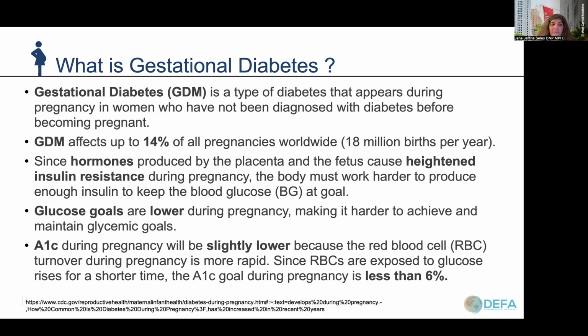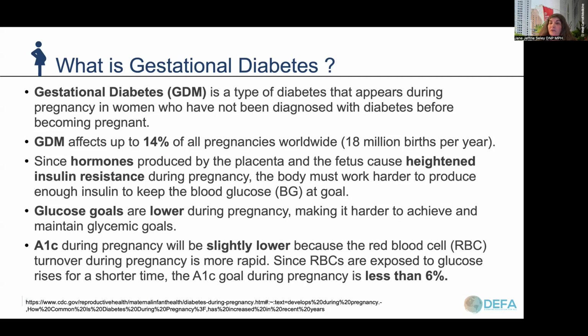Why does this happen? Because hormones produced by the placenta and the fetus heighten insulin resistance during pregnancy, and the body has to work much harder to produce enough working insulin to keep the glucose levels at goal. And glucose goals during pregnancy are actually lower, so it makes it harder to achieve and maintain these glycemic goals.